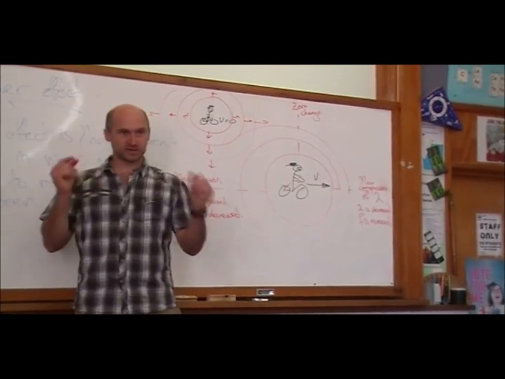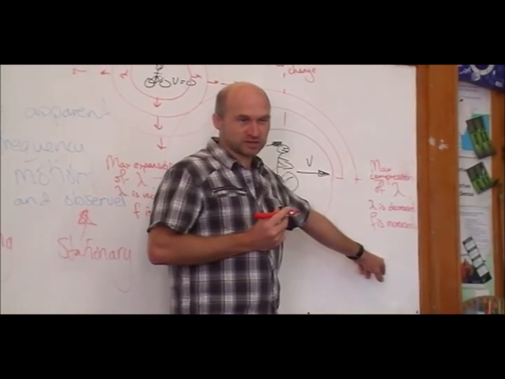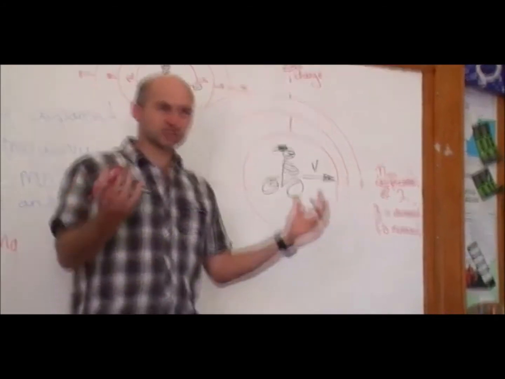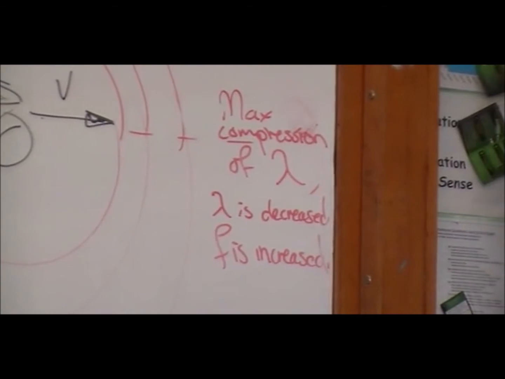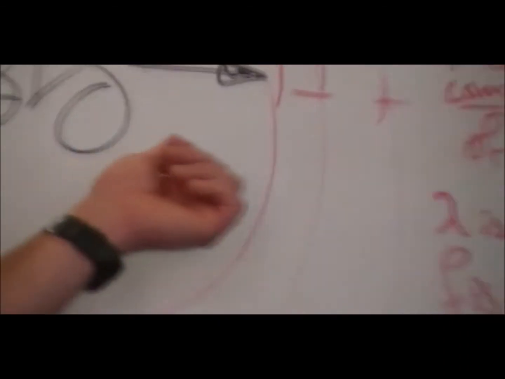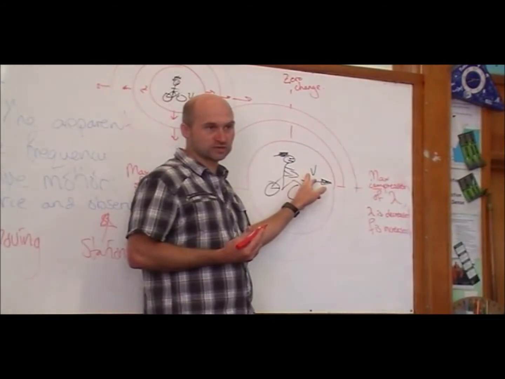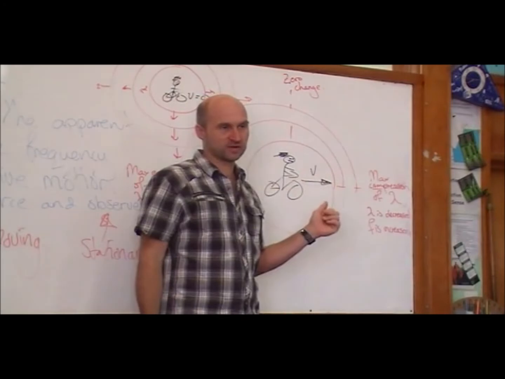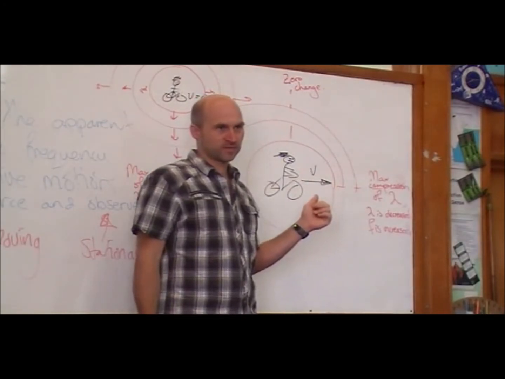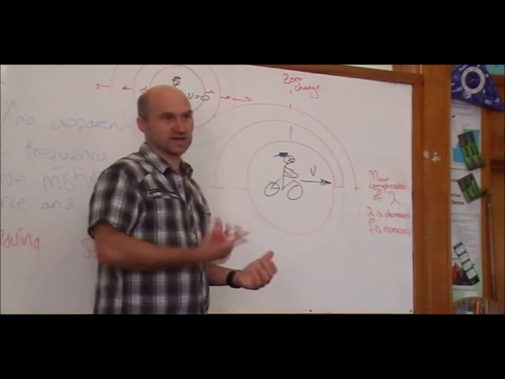Okay, stick with me, this bit's hard. In front of the source, how much is the wavelength going to have decreased by? We're trying to put numbers on this. It's going to have decreased by however much the source moves forward in the time it takes to emit one wave. The time it takes to emit one wave, we call that the period of the sound.